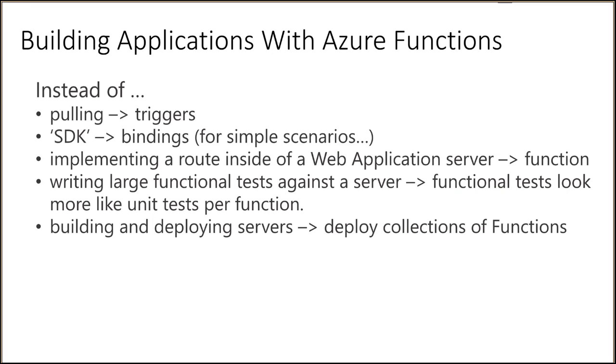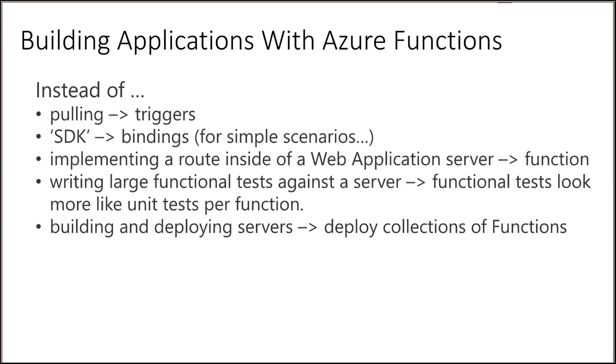So when you're building applications with Azure Functions, instead of pulling, you want to rely on triggers and pushing. Instead of bringing in SDKs, you can use bindings. Instead of implementing a route in a web application server, you're just going to write a function which is listening on a given route, which is fundamentally the same, but there's no longer that precursor step of setting up the web application server to listen for the route. All you're going to do is write the function and tell the function that it's going to respond on a given route, and then the framework will do it for you under the covers.